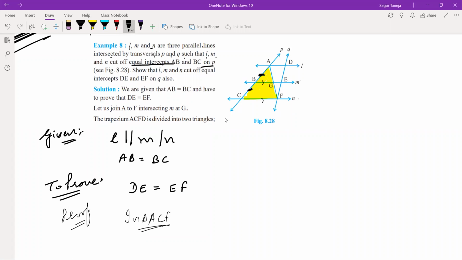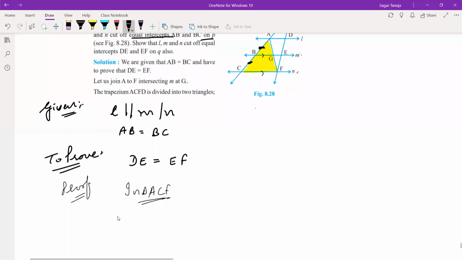M is parallel to N. If M is parallel to N, then the parts of these lines will be parallel to each other. Very common, we have done it a lot of times. So in this triangle, BG is parallel to CF, and just write the reason here that M is parallel to N. And one more thing, B is given midpoint of AC.